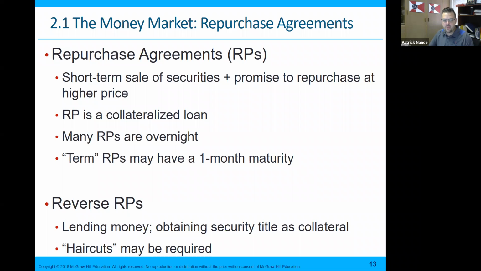Okay. Repurchase agreements: a short-term sale of securities and a promise to repurchase them at a higher price. It's a collateralized loan. Many repos are even overnight. So one month is about as long as they get for the term on a repurchase agreement. A reverse repurchase agreement is lending money and obtaining security title as collateral.